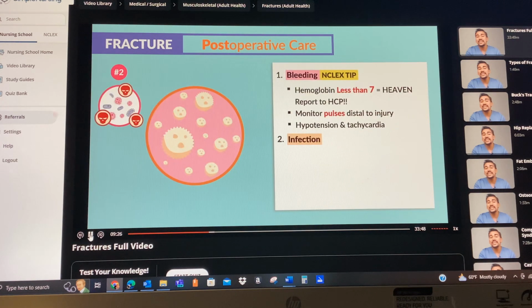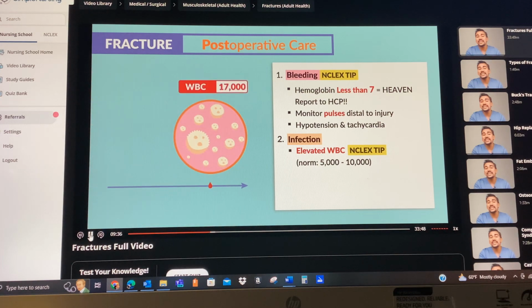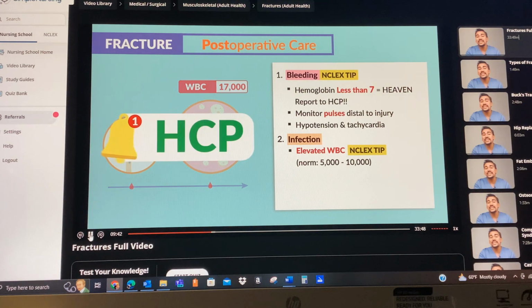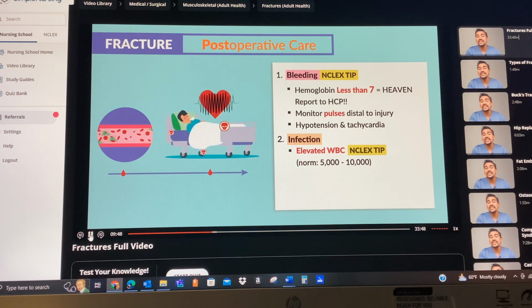Number 2 is infection. We always look for elevated WBCs. Huge NCLEX tip. So write it down. Normally between 5,000 to 10,000. So WBC level of 17,000 after a total hip or joint replacement, oh my gosh, we must notify the HCP immediately, since this could mean that the patient is going into sepsis and then into shock.